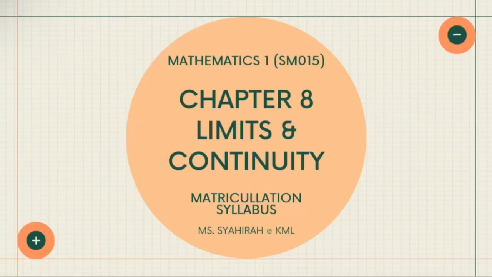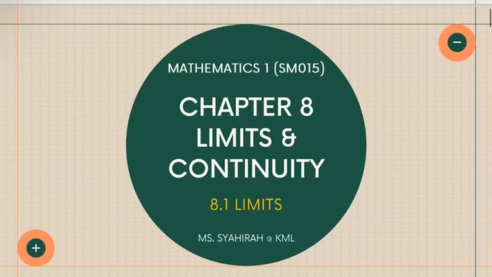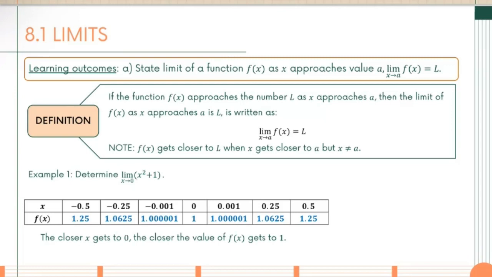Today kita nak masuk chapter 8, chapter baharu. Okay, so let's go through the first learning outcomes, which will be about 8.1 limits. Limits untuk 8.1 ni dia ada banyak sangat learning outcome. So kita akan pecah kepada dua lah, hari ini dan juga hari Jumaat nanti. Untuk 8.1 limit kita ada A, B, C, D, E, F, G, H. So ada lebih kurang 8 learning outcomes.